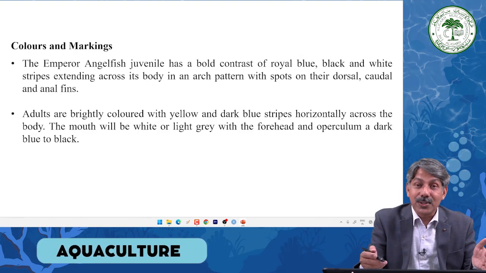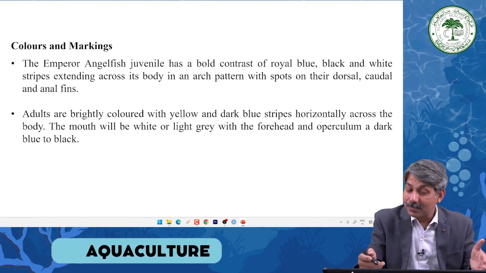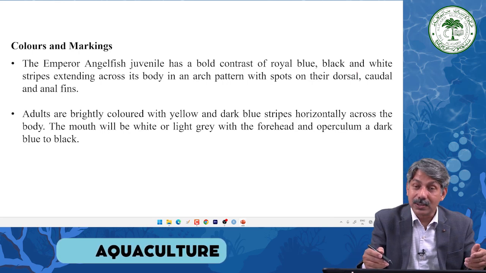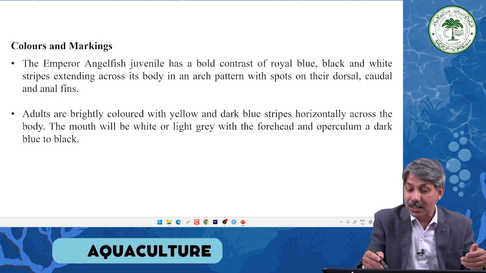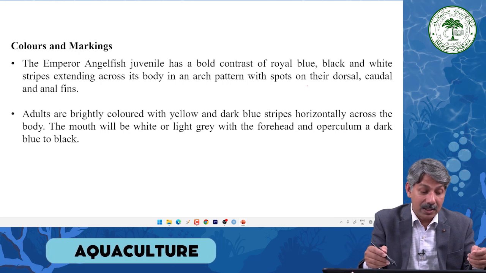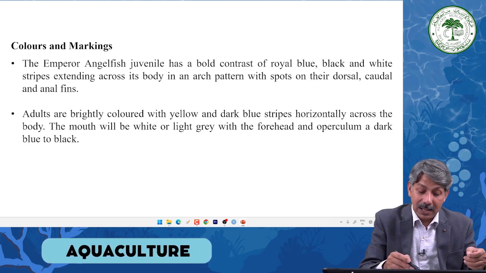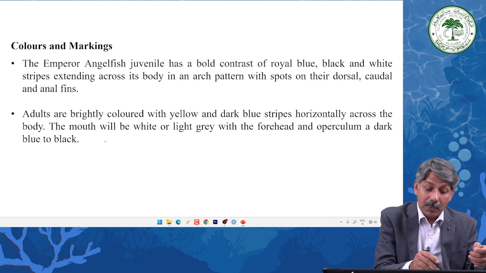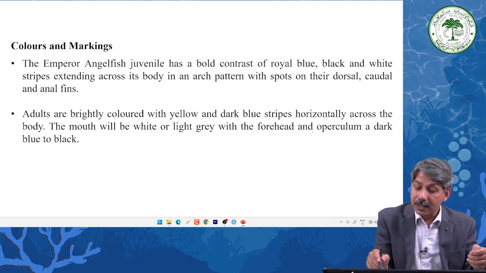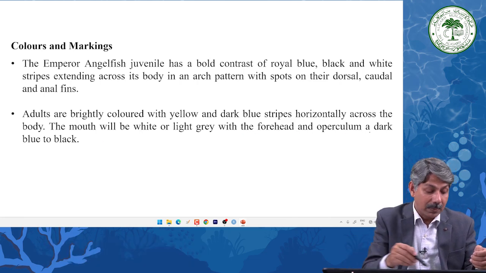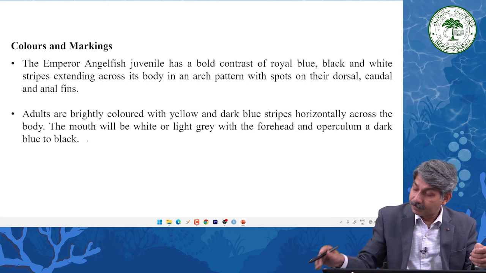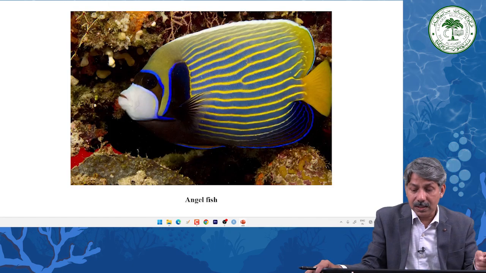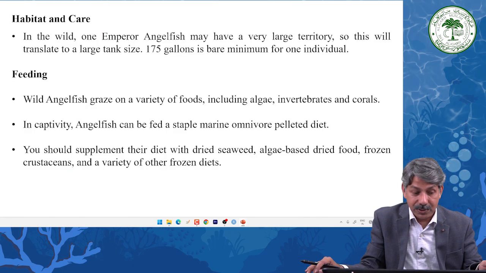The emperor angelfish juvenile has a bold contrast of royal blue, black and white stripes extending across its body in an arch pattern with spots on their dorsal, caudal and anal fins. Adults are brightly colored with yellow and dark blue stripes horizontally across the body. The mouth will be white or light grey with the forehead and operculum a dark blue to black. This is how beautiful these angelfishes look like.